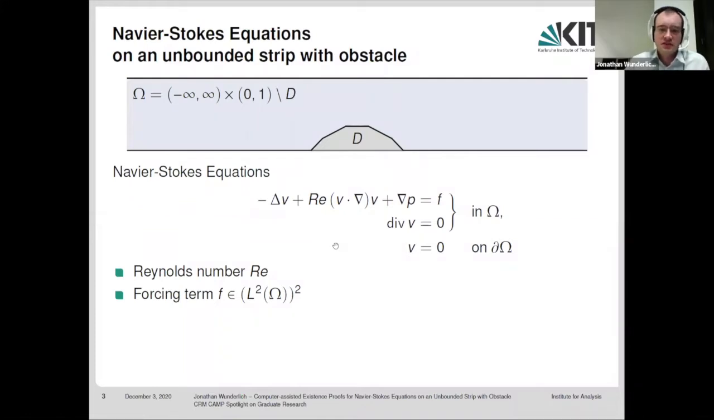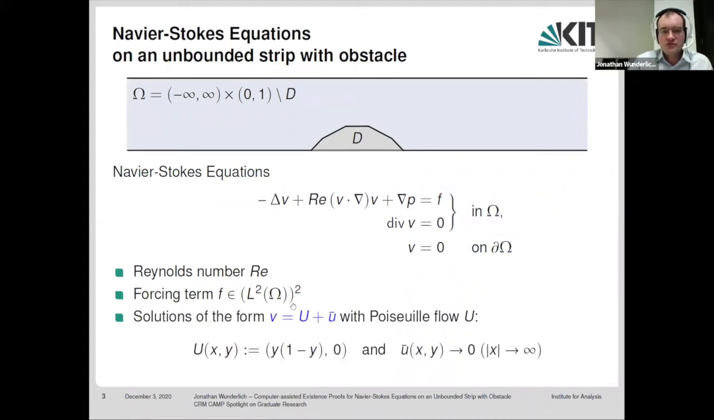So we consider the incompressible Navier-Stokes equation on an unbounded strip, which is perturbed by some compact obstacle D. So we have this domain omega, which, let me mention, is an unbounded domain. And we have on the right hand side this forcing term F, which is a function in L2, and we have the Reynolds number here. And since we want to apply the techniques presented by Michael Plum in his talk in the CRM-CAMP seminar, we make an ansatz for this function V as follows.